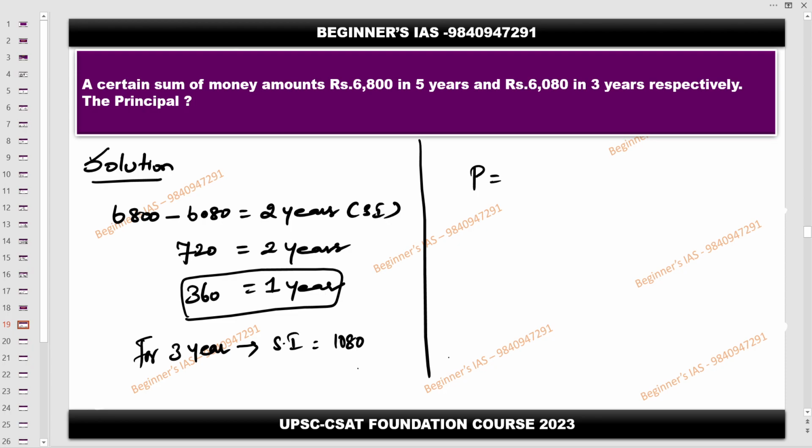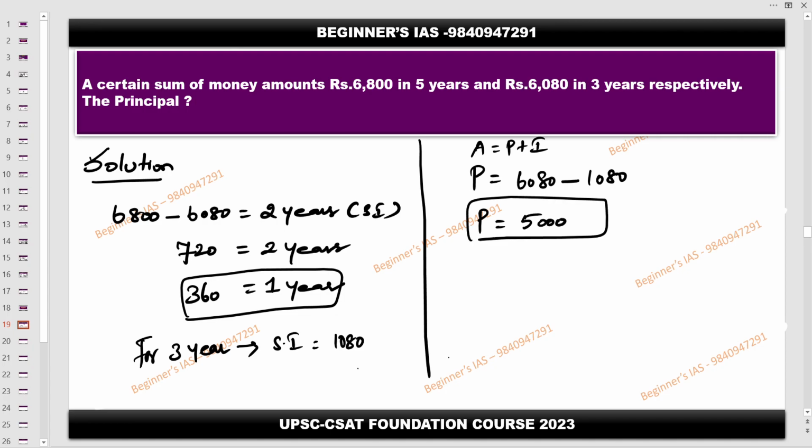Then the principal: you know the amount is equal to principal plus interest. So the amount is 6080. In order to calculate the principal, you have to subtract the interest amount. The interest is nothing but 1080. If you subtract, then easily you can calculate the principal, which is equal to 5000. Anybody having a doubt? It's a shortcut method, a simple method.